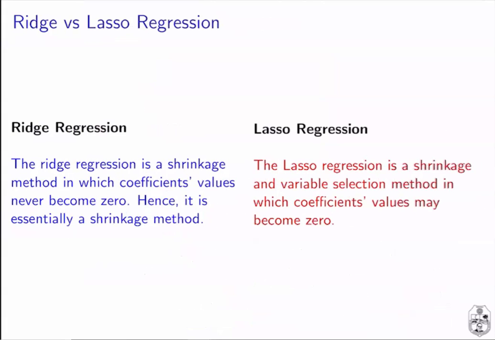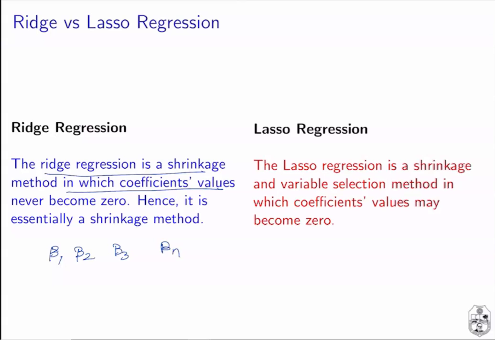So here, on this slide, I am again comparing the ridge regression and the lasso regression. The ridge regression is a shrinkage method in which the coefficient values, meaning the values of beta 1, beta 2, beta 3 up to beta n, never become 0. For irrelevant or insignificant features, the values of the betas may approach 0, but they will never become 0.